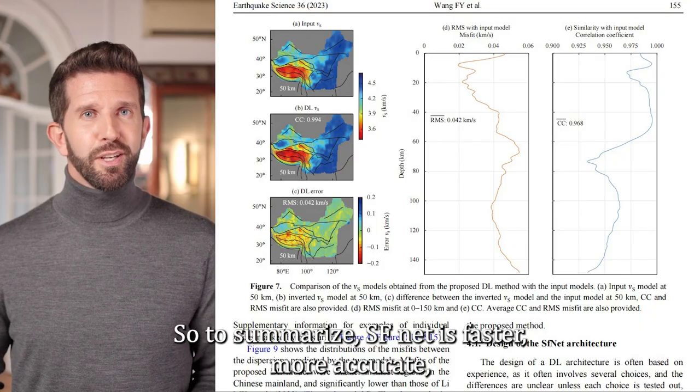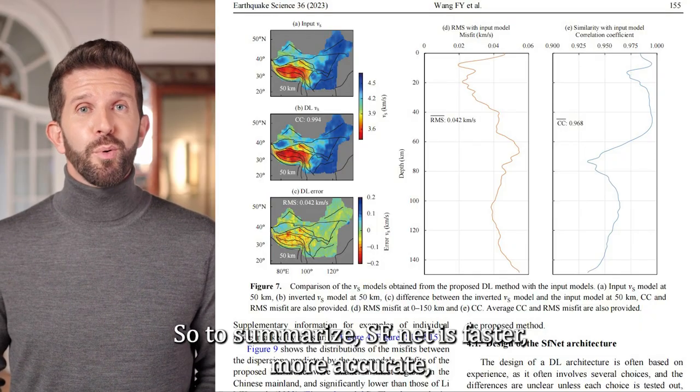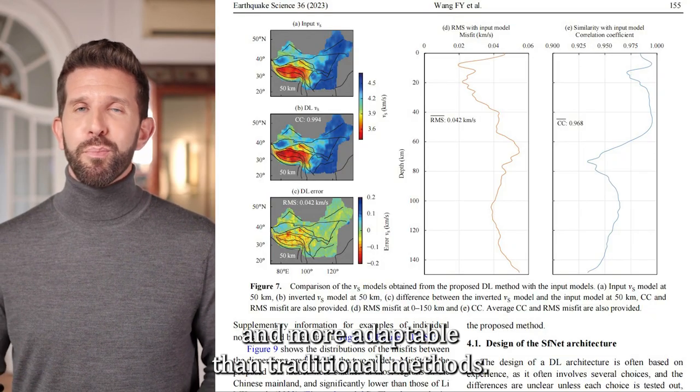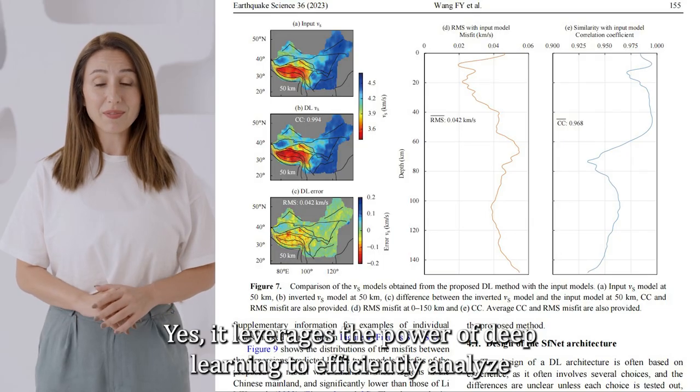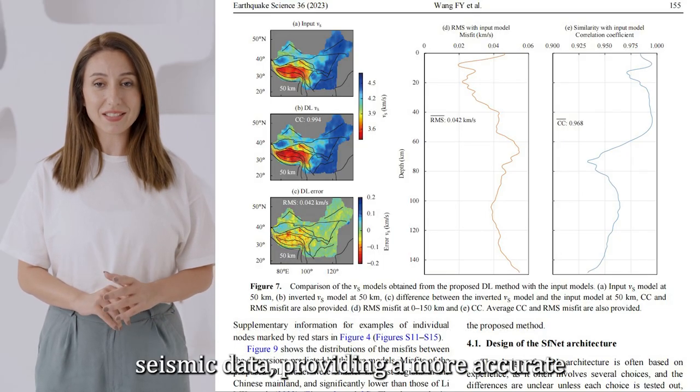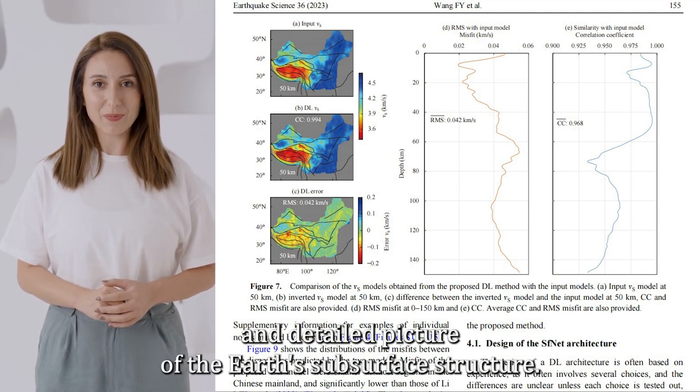So to summarize, SfNet is faster, more accurate, and more adaptable than traditional methods? Yes, it leverages the power of deep learning to efficiently analyze seismic data, providing a more accurate and detailed picture of the Earth's subsurface structure.